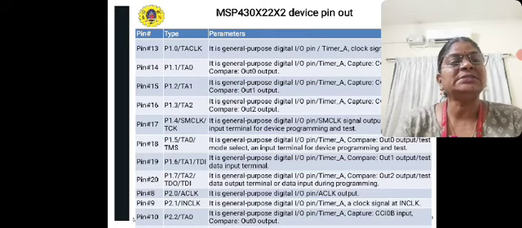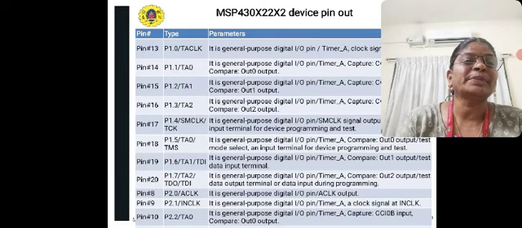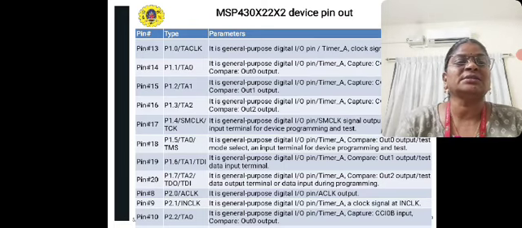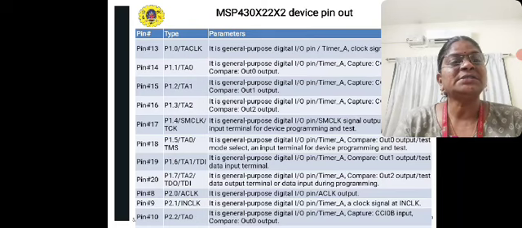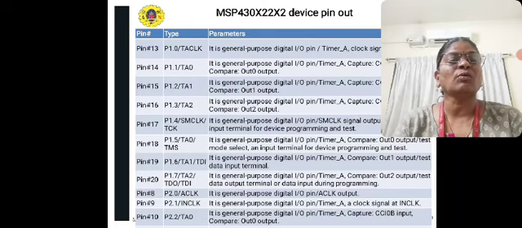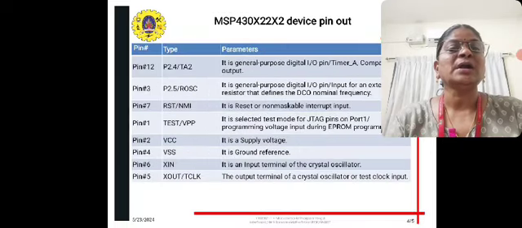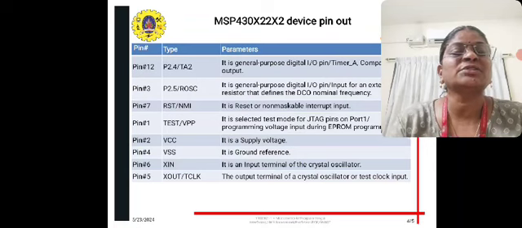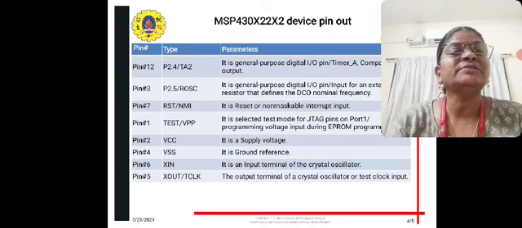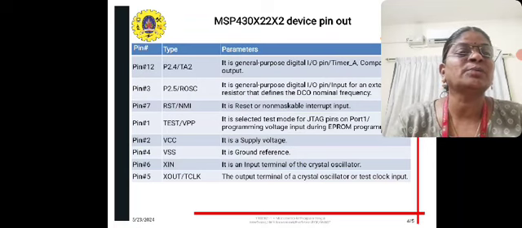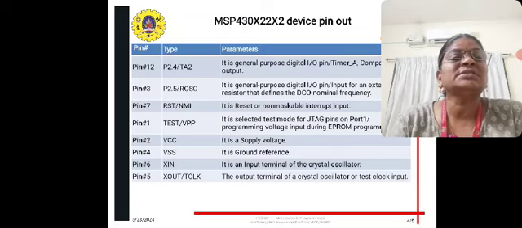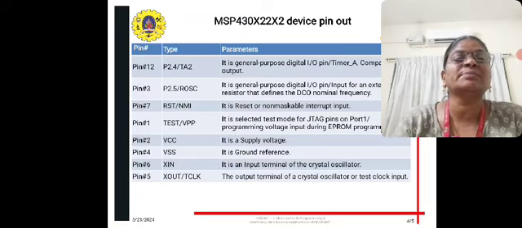And pin 8 is a general purpose digital input output pin, clock output. And pin 9 is a clock signal input. And pin 10 is a comparison of output with output 0. And the remaining pins are pin 12, which is a comparison of output, and pin 3, which defines the resistor that defines the DCO nominal frequency, that is our digital controlled oscillator nominal frequency. And pin 7 is reset or non-maskable interrupt input.